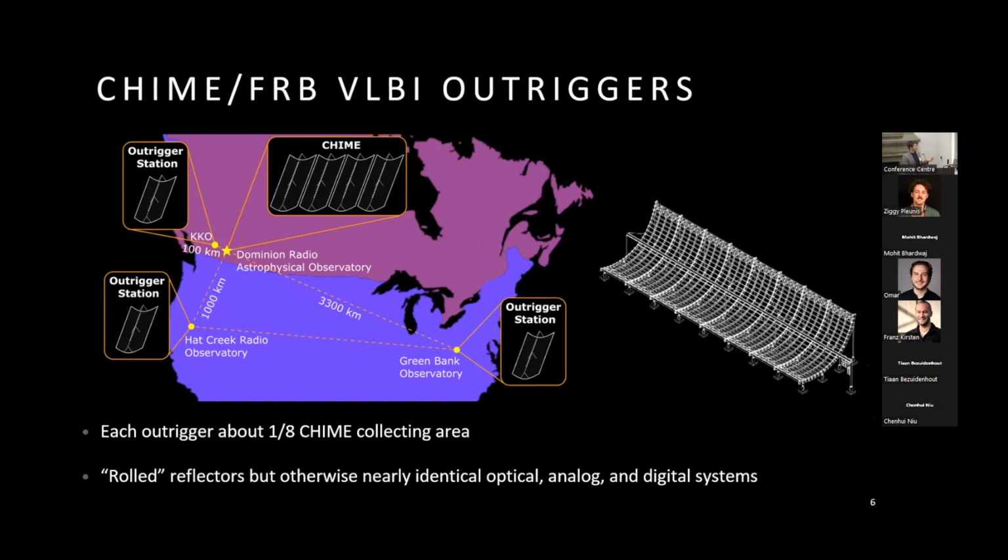We have to do some clever things, especially in the east. We have to roll that cylinder on its side because CHIME looks straight up. What is straight up in BC is not the same as what's straight up in West Virginia. And so you have to roll it on its side. But other than that, optically, they're very, very similar to CHIME. Very similar in analog and digital systems, but just smaller in scale. The cylinders themselves are the same width. It's just that we have less length, fewer cylinders.